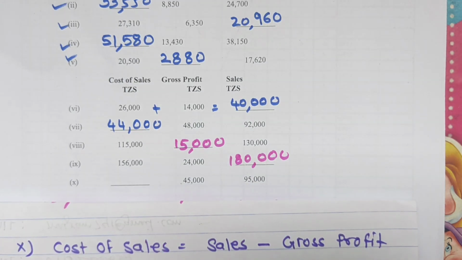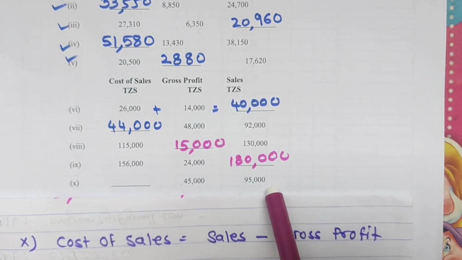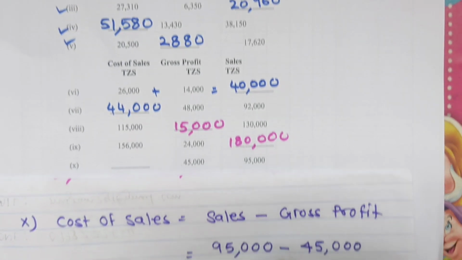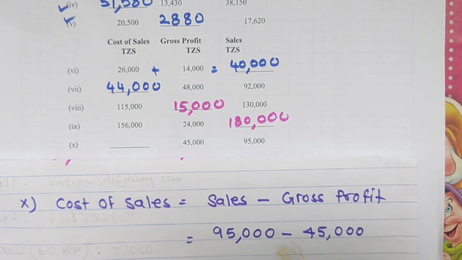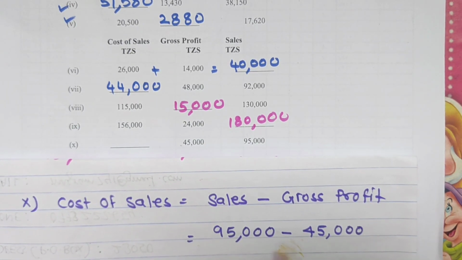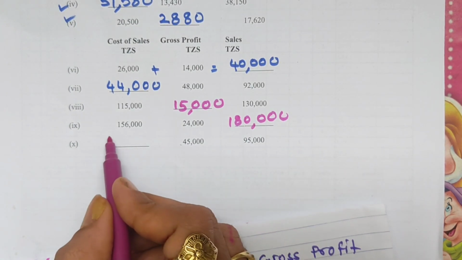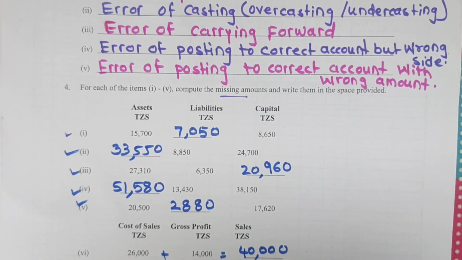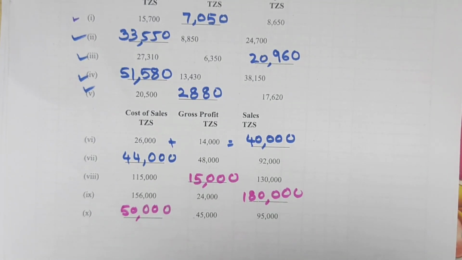And the last one here you have to find out cost of sales. So cost of sales equal to sales minus gross profit. So how much is sales? Sales is 95,000. What is the gross profit? 45,000. So when we subtract gross profit 45,000 from 95,000 we will get cost of sales 50,000. So write this here. So in this way, students, we have written this calculation for cost of sales, gross profit and sales.